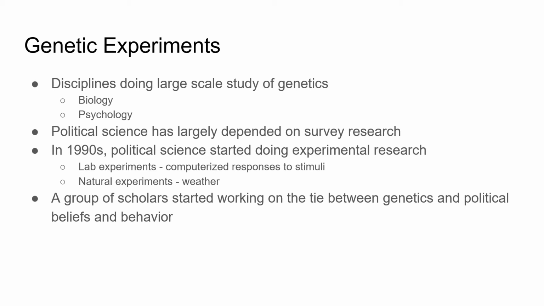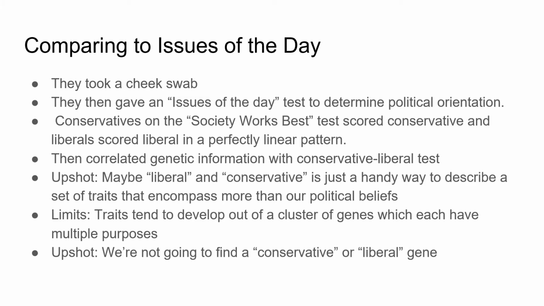And they thought, well, a natural extension of that is to bring genetics into the lab and see if it has any tie to political behavior. One way to do this, in a generic overview, is they take a Q-tip, take a cheek swab, label it and put it aside. Then they give the respondent they took the cheek swab from an issues-of-the-day test to determine their political orientation.